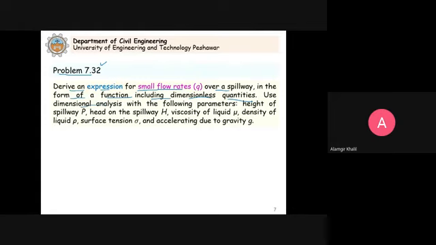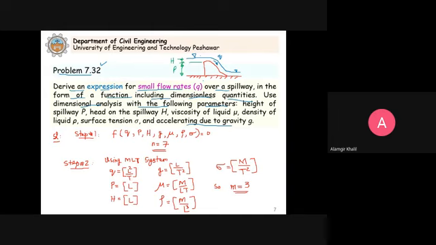Use dimensional analysis with the following parameters. We have height of the spillway, P, head on the spillway, the water, viscosity of the liquid, density of the liquid, surface tension, and acceleration due to gravity. So actually this is the situation which is given to us. We have this spillway over which the water flows and the different parameters that are given in the question.